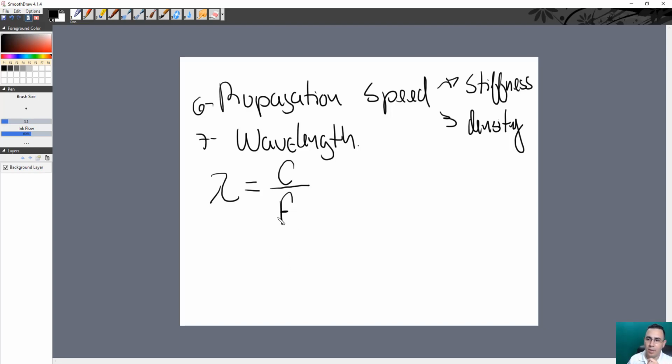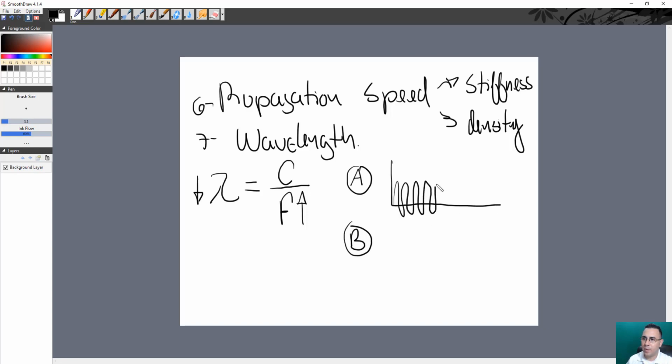And it makes sense. Look at this. If frequency goes up, then wavelength is going to go down. They're inversely related. Let me show you this example in here. You will understand this a lot better. We're going to have a high frequency wave in here, and we're going to have a low frequency right here.